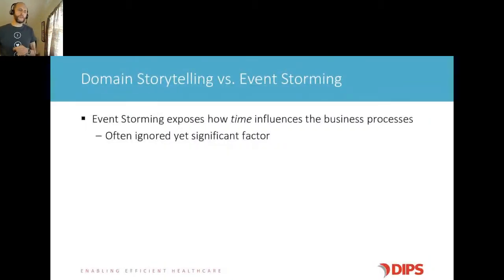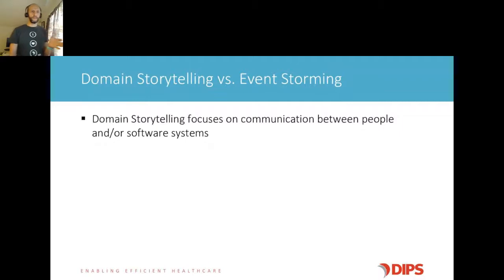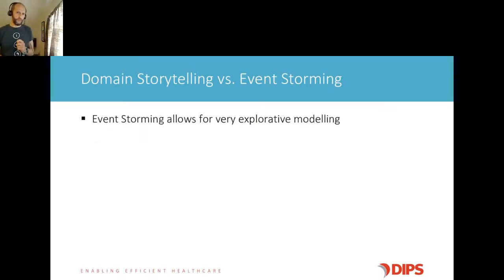So one of the frequently asked questions is domain storytelling versus event storming. Well, event storming is very good at exposing the element of time. When we design our software, we design structures, and we design message passing between the components, but the element of time is not easily captured. Event storming is really good at that, testing your comprehension of business processes as time goes by. Domain storytelling, on the other hand, is better at focusing on communication between people and software systems, more explicit about it.